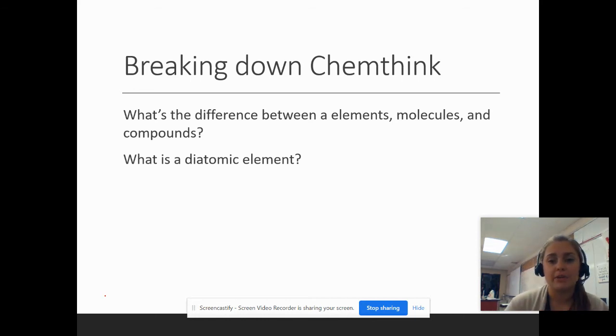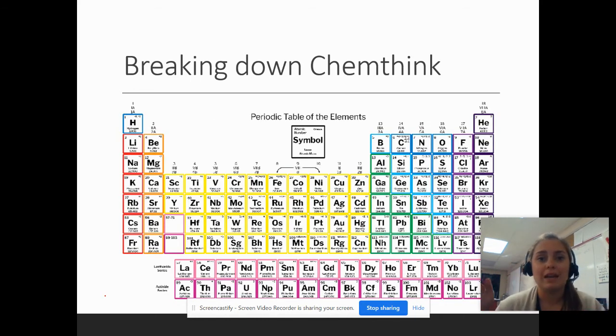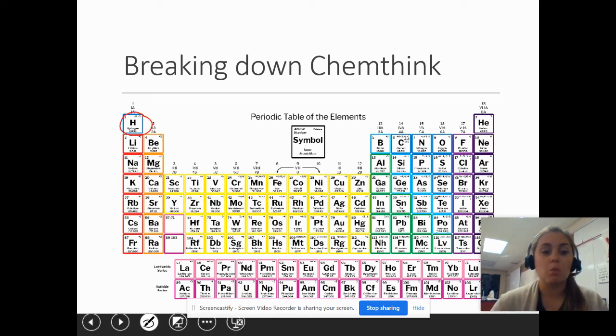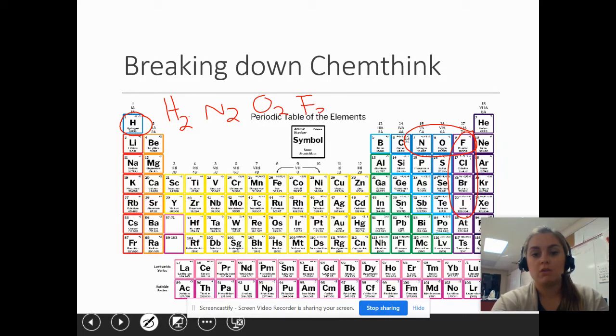So let's look at the periodic table here. Let's talk about what these 7 diatomic elements are. So I already mentioned hydrogen, so I'm going to start there. Hydrogen is one of the diatomic elements. Then over here on the right side of the periodic table, nitrogen, oxygen, fluorine, those are diatomic elements, and all of these elements below fluorine. These are all diatomic, meaning that they all exist as two atoms. So H2, N2, O2, F2, etc. All right, they all exist as two atoms chemically bonded together.